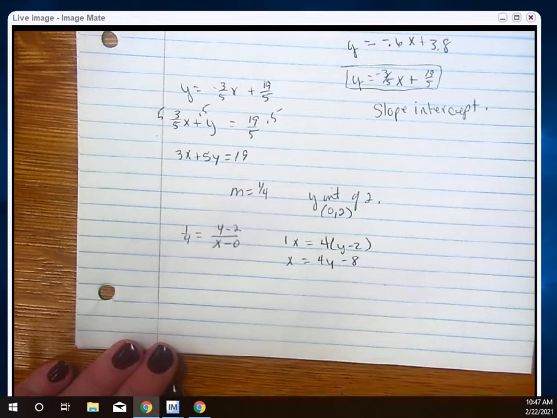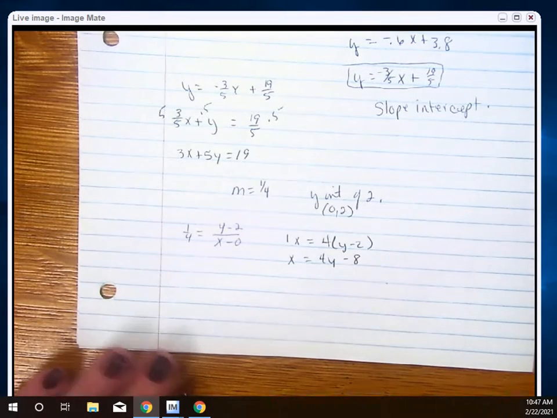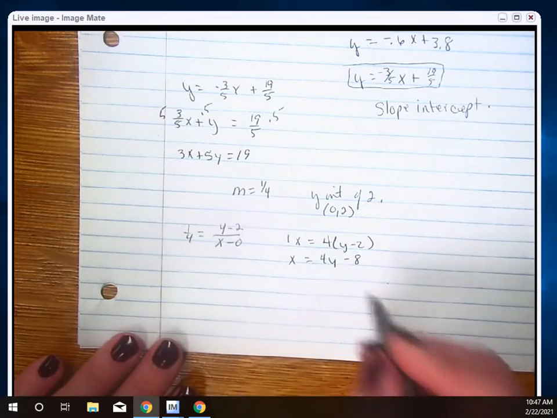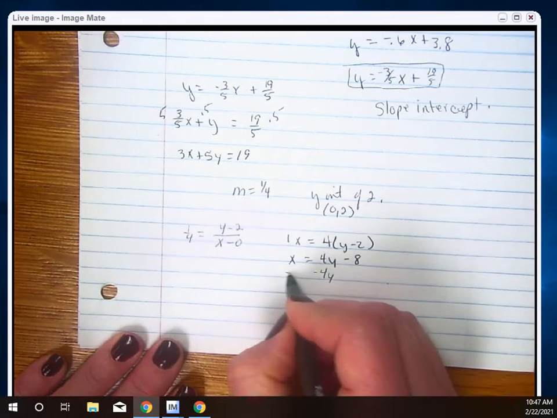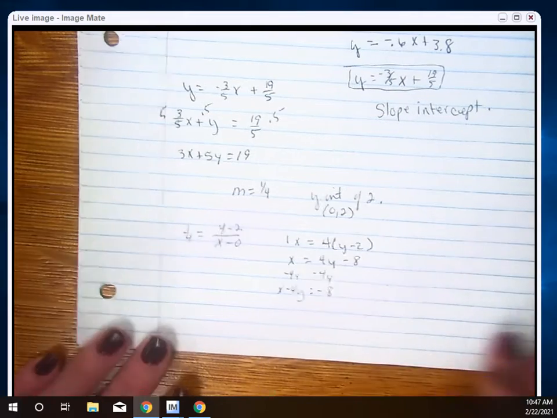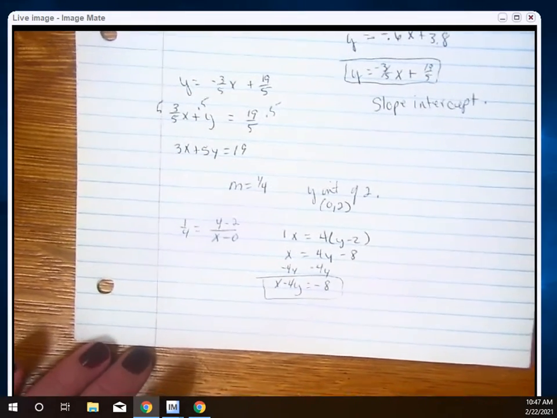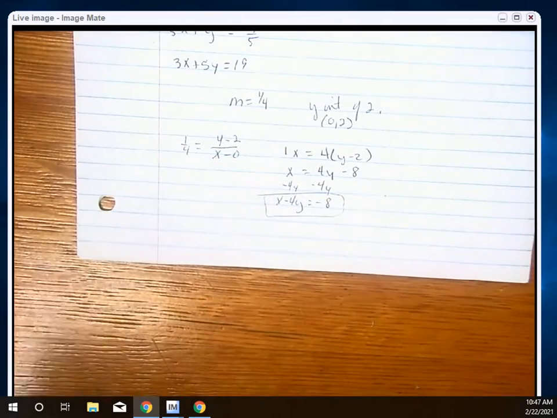And if you are to put this in standard form, then what would I need to do? Subtract the 4y. And keep that negative 8. Are you okay with that?